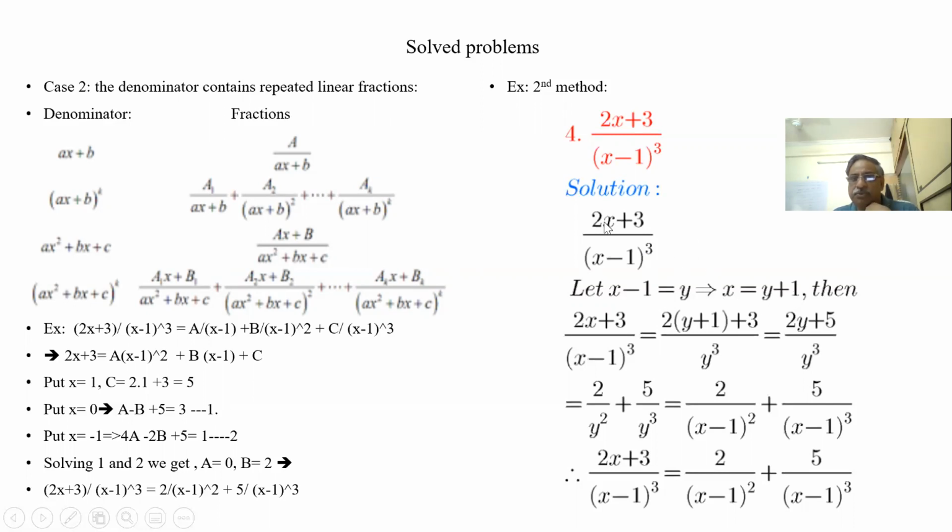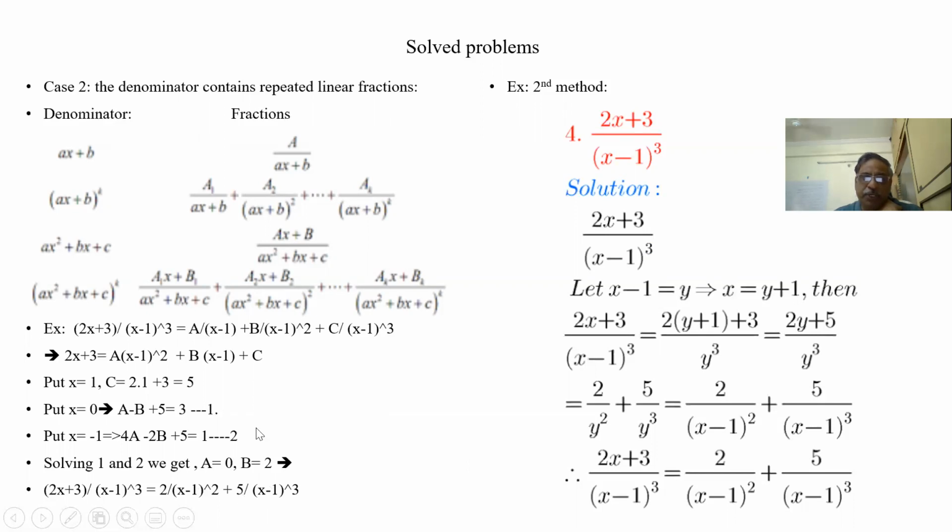This x value I am substituting here: 2 into y plus 1 plus 3 by y cube. This is 2y plus 5 by y cube. That means 2 by y square plus 5 by y cube, the same as this. See, it is simple.